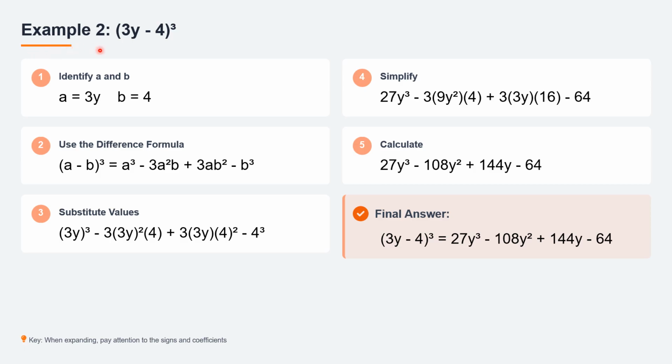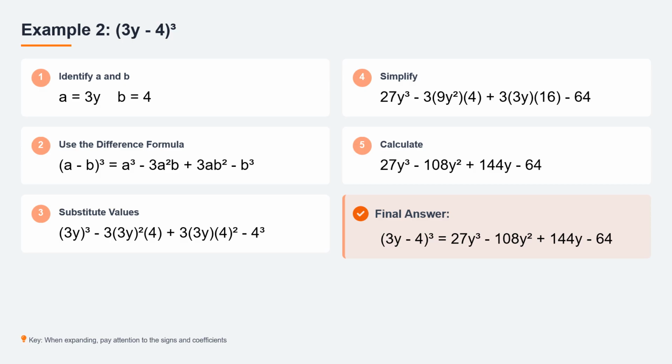Example 2. This time it is for the difference formula. The given is 3y minus 4 cubed. So first, identify the values of your a and b. In this case, a is equal to 3y, b is equal to 4. Then use the difference formula. A minus b cubed is equal to a cubed minus 3a squared b plus 3ab squared minus b cubed.